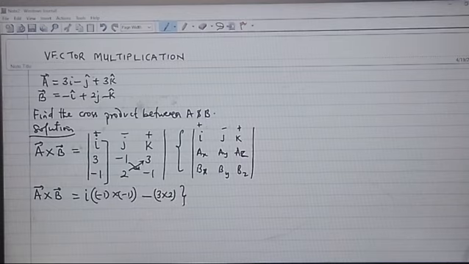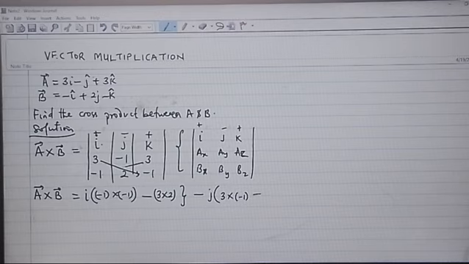Close this bracket, say minus j into, if you are working with j as a multiplier, you have to ignore the column of j, and so you block this column out and multiply i and k columns diagonally. So it becomes 3 times minus 1, minus 3 times minus 1.